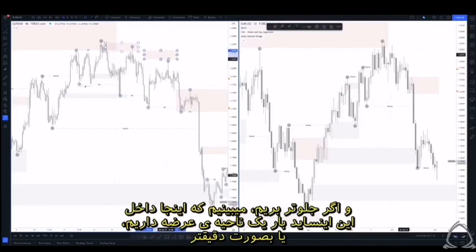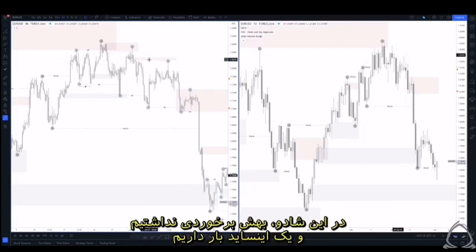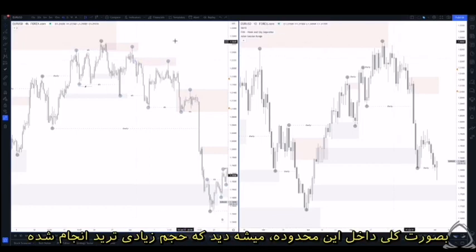And what we can see if we just continue moving on is we have a supply zone right here within this inside bar, or even specifically in this wick. Doesn't quite get hit. We have an inside bar. So basically within this area, we can see that there was a lot of trading happening here.